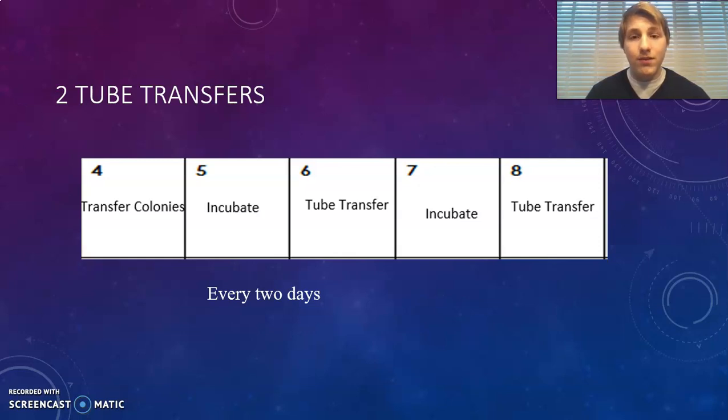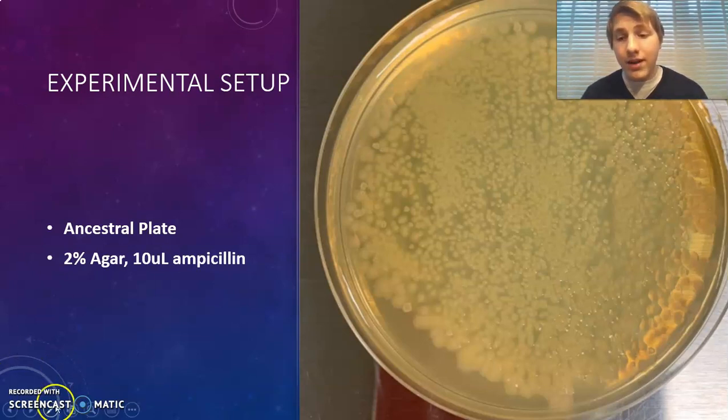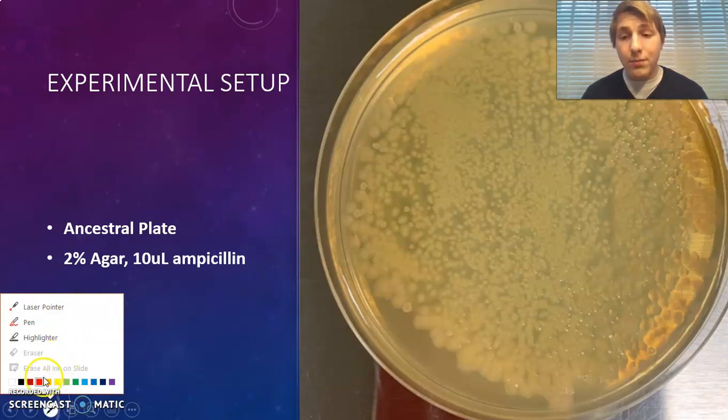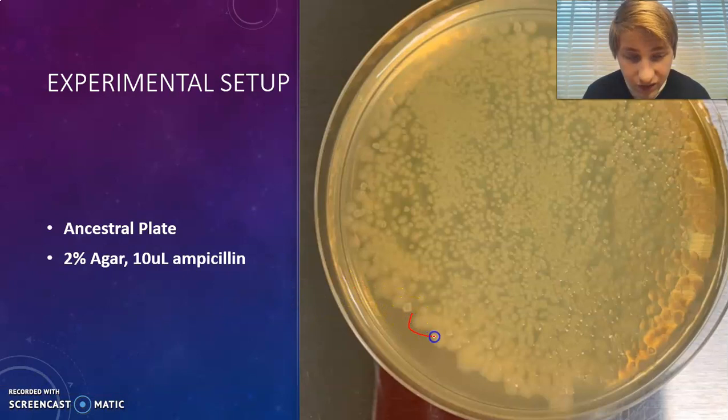on these tubes. So as you'll see here, I have an ancestral control plate where I have my bacteria growing that weren't grown in the presence of glycerol. And I'll circle on this plate just some smooth and round colonies that are notable examples of just the standard wild phenotype that you would expect in Pseudomonas fluorescens.